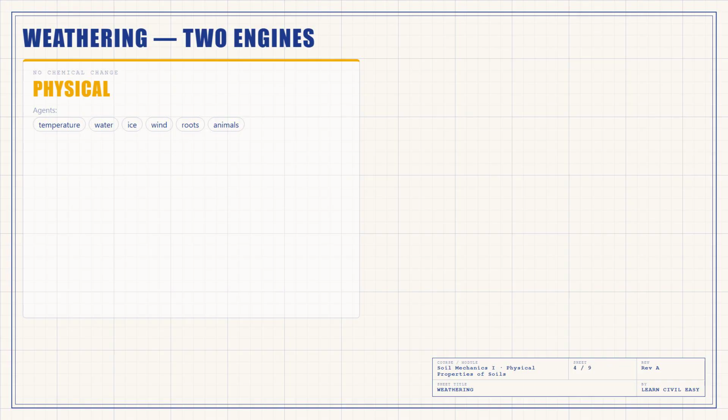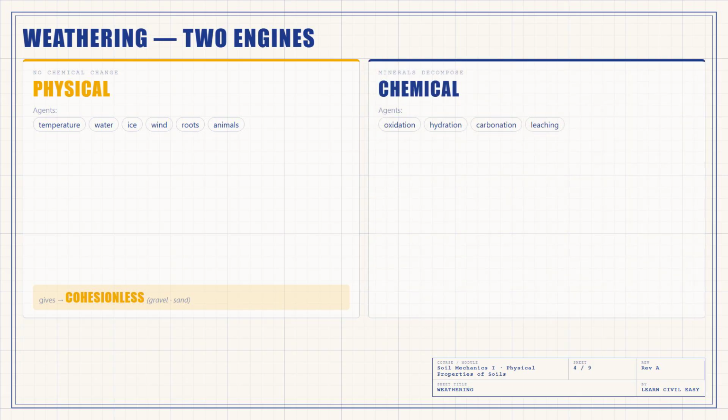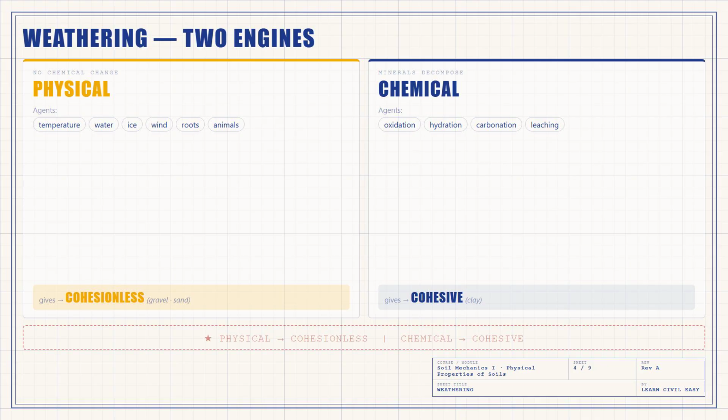This is the physical breaking of rock into smaller and smaller pieces with no change in its chemistry. The agents are daily temperature changes and the splitting action of flowing water, ice, wind, plant roots, and even burrowing animals. This gives us cohesionless soils, gravels, and sands. Second, chemical weathering. Here, the rock minerals are decomposed into entirely new clay minerals, and this gives us cohesive clayey soils. So remember this golden line: physical weathering gives cohesionless soil, chemical weathering gives cohesive soil.